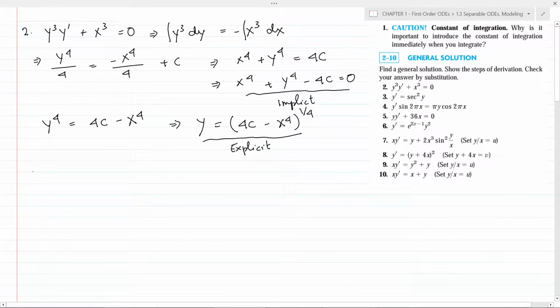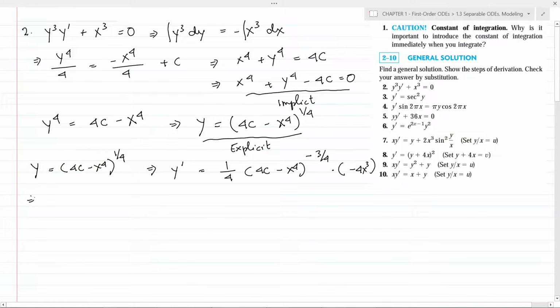First we will use the explicit form. We write y equal to (4c minus x to the power 4) to the power 1 by 4, which implies y dash, which is the derivative of y with respect to x, is equal to 1 by 4 (4c minus x to the power 4) to the power minus 3 by 4 multiplied by minus 4x cube, which implies y dash is equal to minus x cube multiplied by (4c minus x to the power 4) to the power minus 3 by 4.